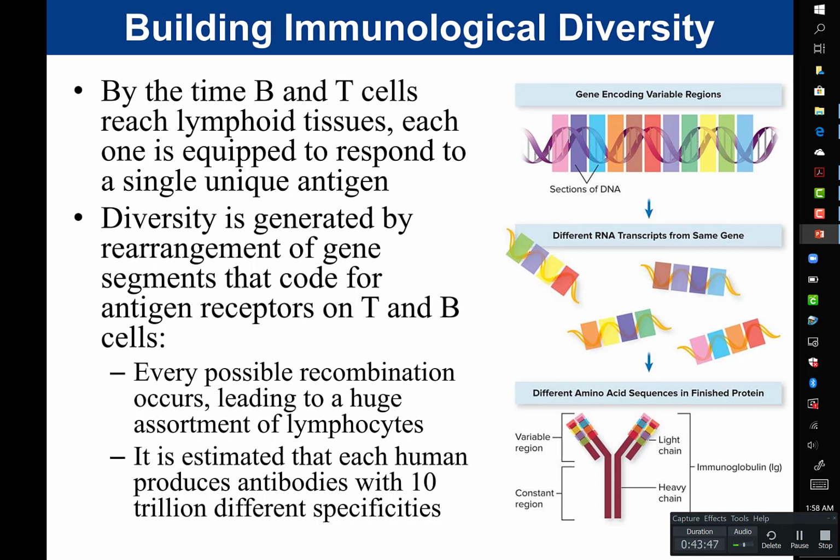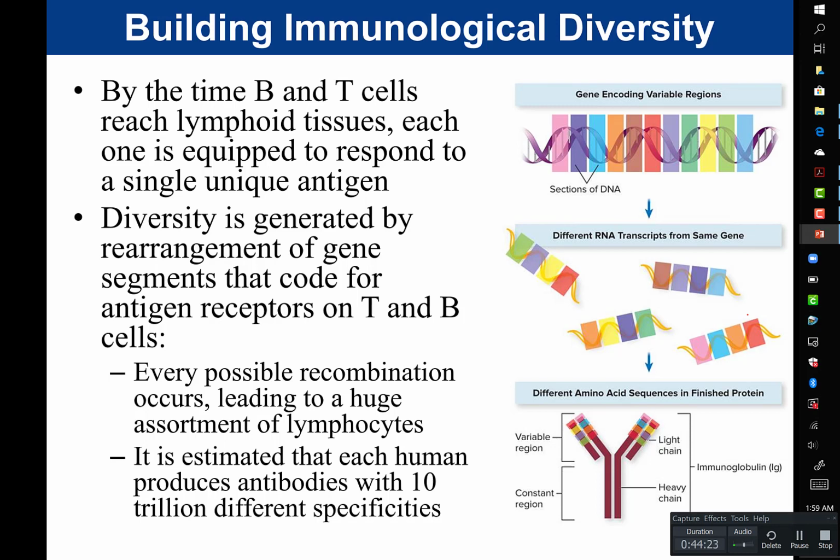Notice that this one over here has some particular molecules. This one is different. This one is different. Every possible recombination occurs, leading to a huge assortment of lymphocytes. So we are able to take a very small number of genes and do this VDJ rearrangement, do this alternative splicing, and cut the mRNA in unique ways to produce an infinite number of different antibodies.